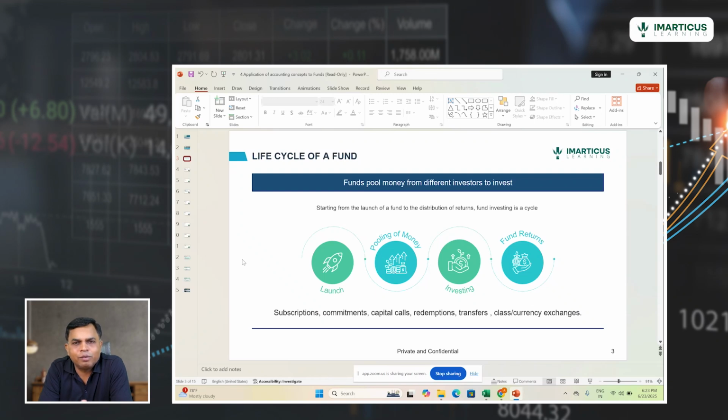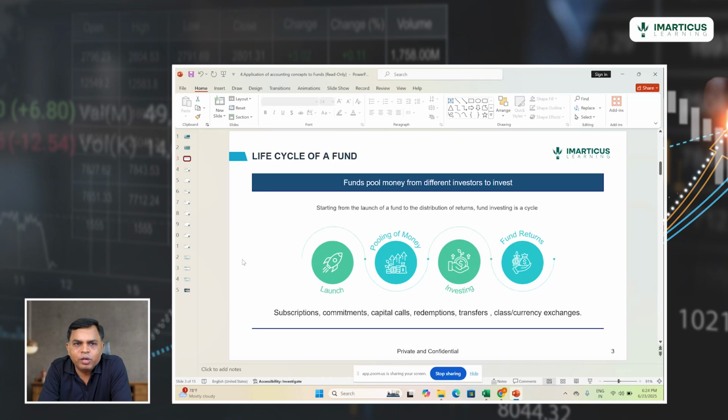So the fund has four major life cycle stages. One is the launch stage. When a fund is launched, the fund collects the investments from the investors. Depending on the type of fund, we call this subscriptions in the case of mutual funds or hedge funds, or in the case of private equity funds, capital calls, where the investment manager raises the capital from the various investors.